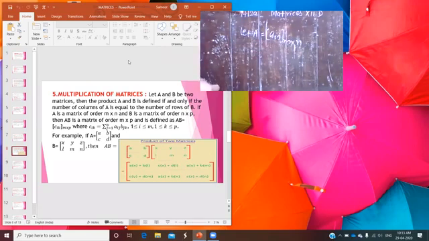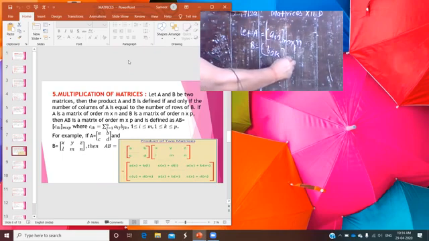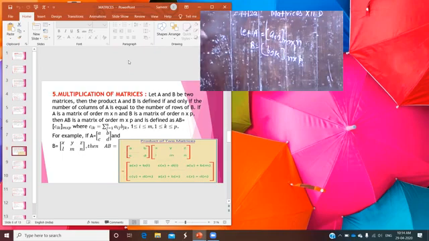Suppose you have a matrix A of order m by n, and another matrix B, and your aim is to find the product of A and B. The B matrix is taken in such a way that the number of rows in B is the same as the number of columns in A. So here B is taken as B_jk of order n by p. You take the two matrices in this way.